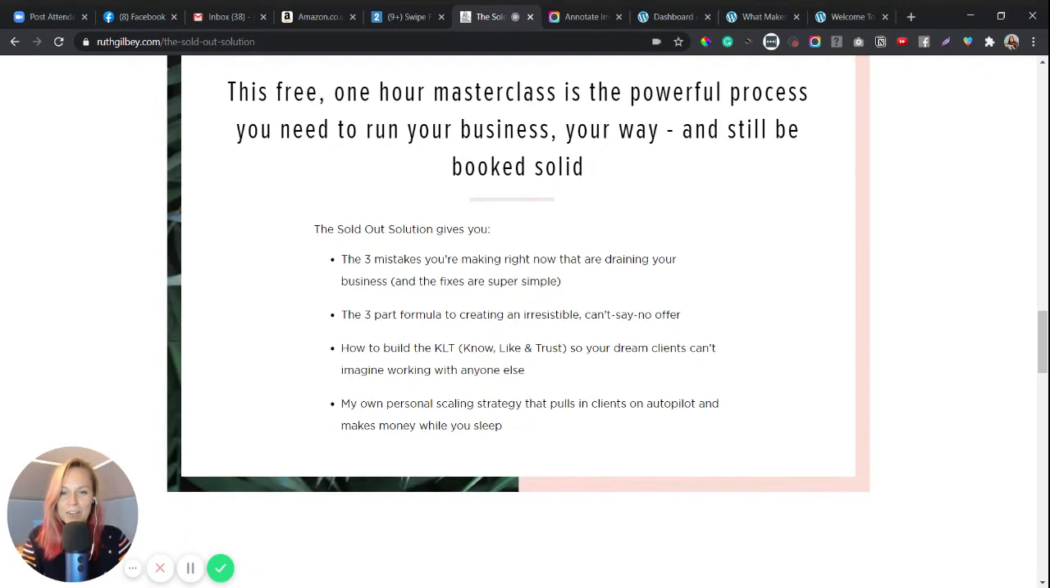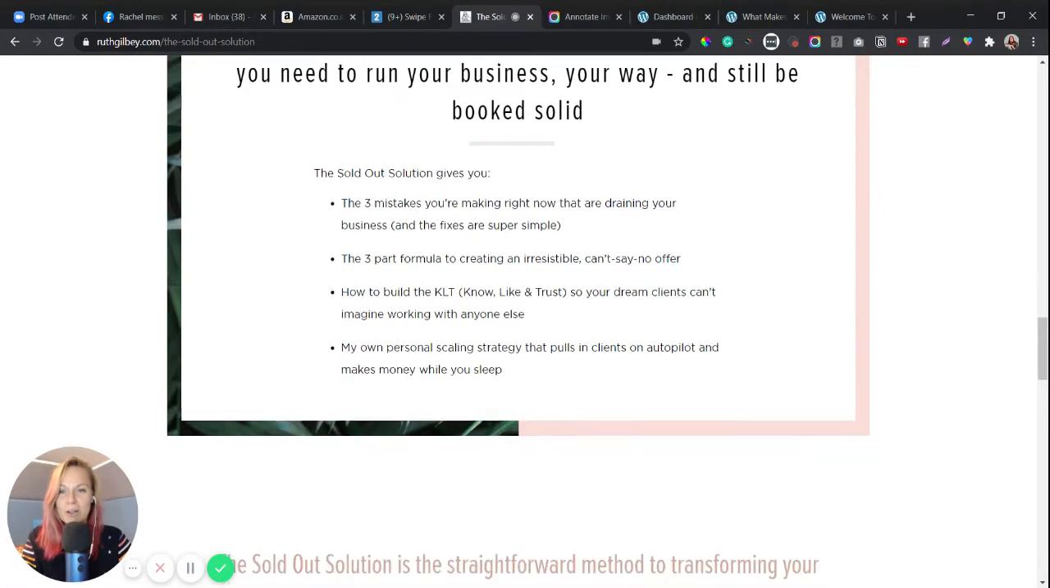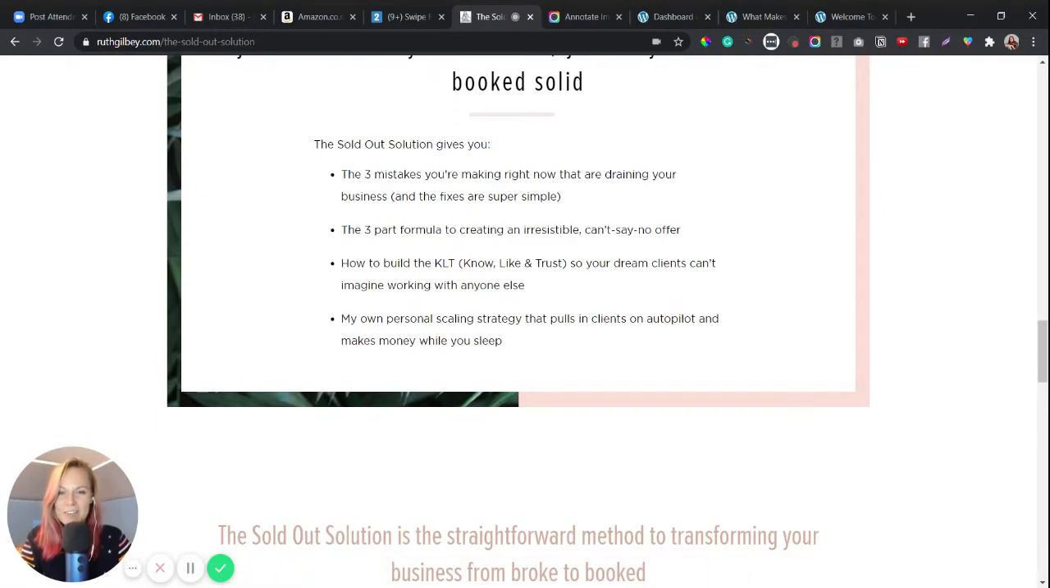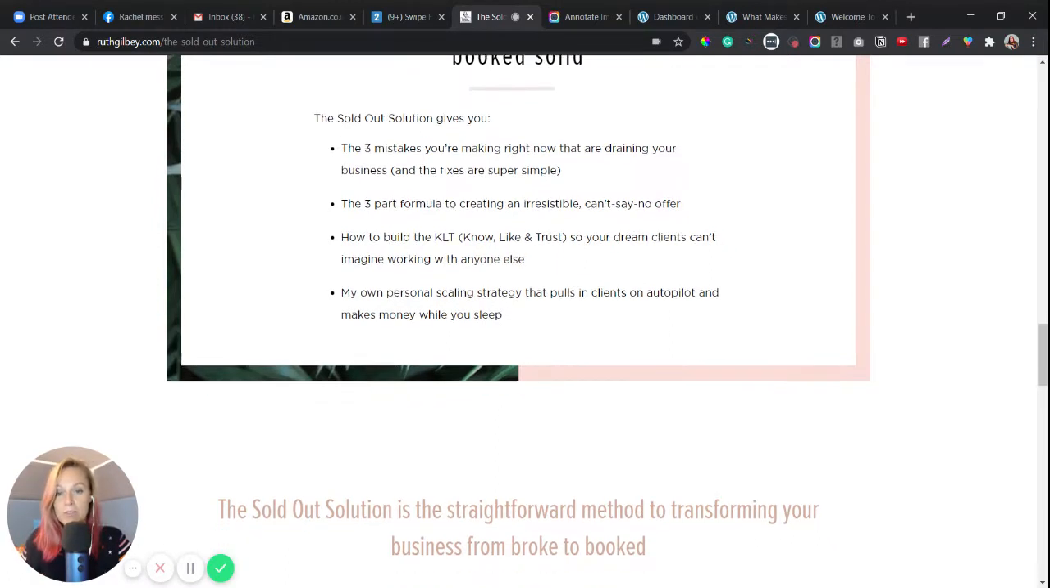How to build know, like, and trust so your dream clients can't imagine working with anyone else. That's less specific, but I love that Ruth's attached a positive outcome to it. We kind of assume that everyone knows that you need to build know, like, and trust, but instead of just leaving it at that, she's gone one step extra and reminded people why that's important.